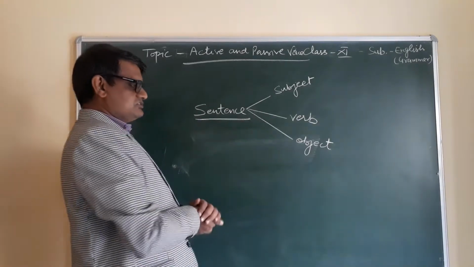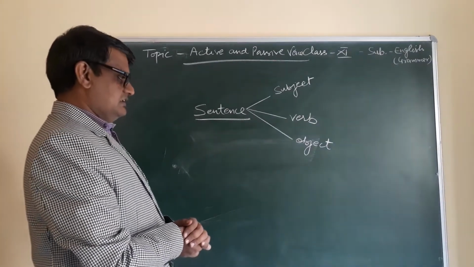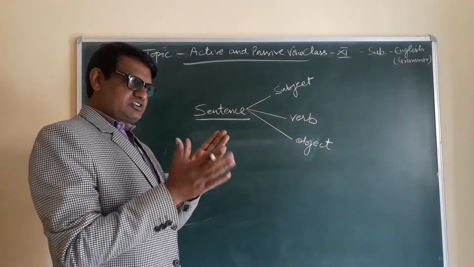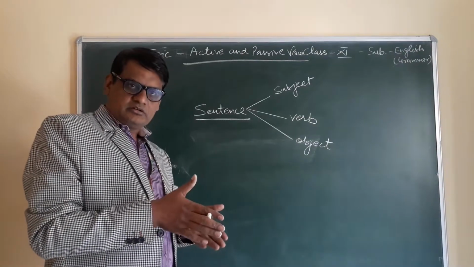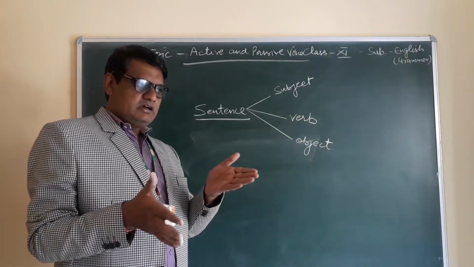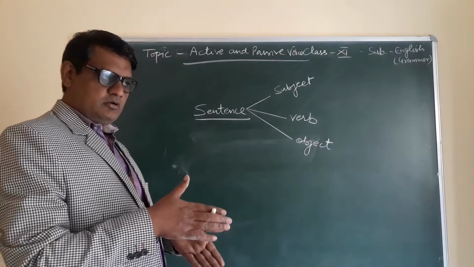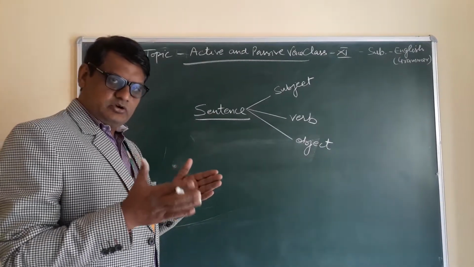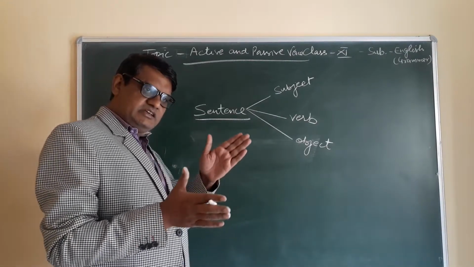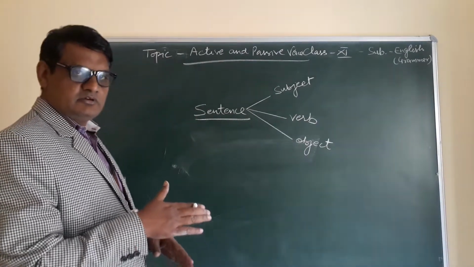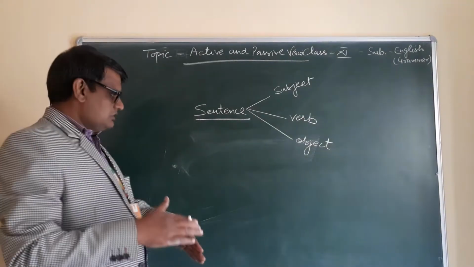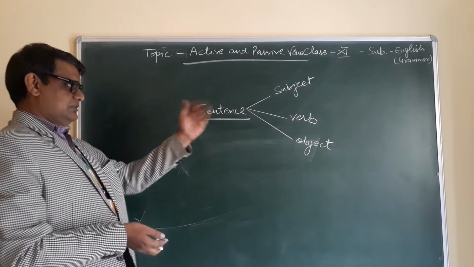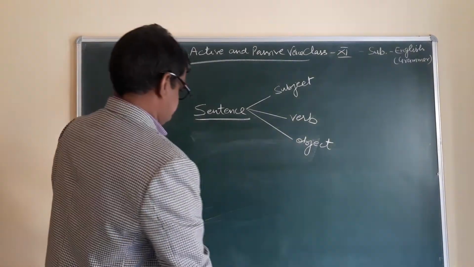And the object. An object is a person or a thing which is governed by the verb or a preposition, or you can say it is the receiver of an action. In other words, an object is a person or a thing on which the action is done. So a sentence has basically three parts: subject, verb and object.